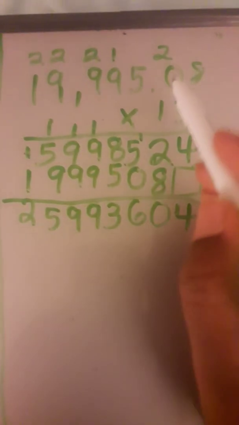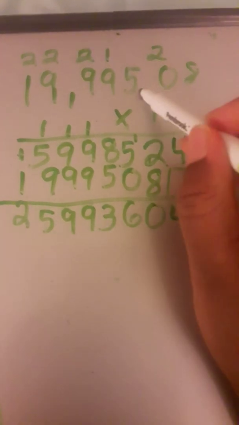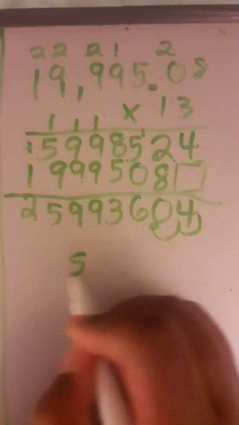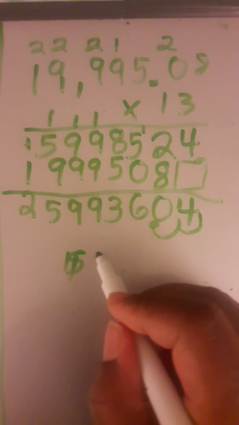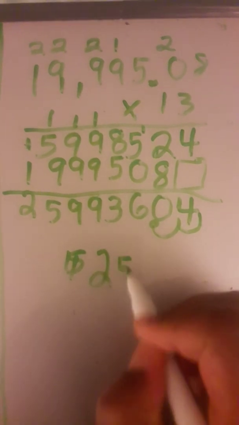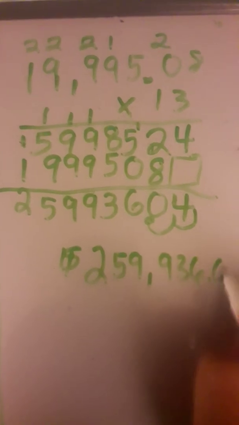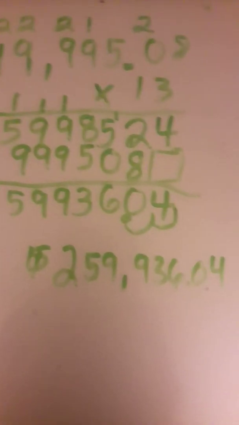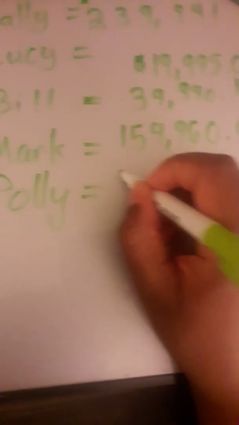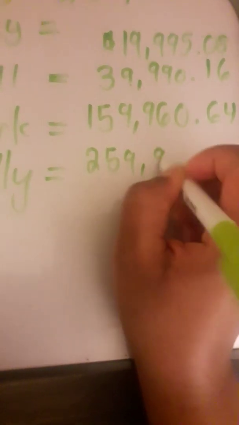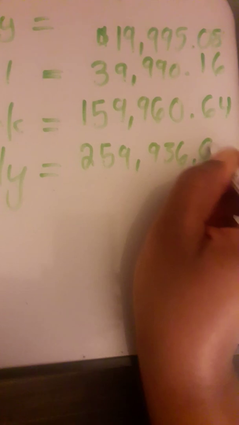And then we see that we had 2 places in the decimal place. So we have 1, 2. So then we bring this over 1, 2. And that means that Polly gets $259,936.04. So Polly gets $259,936.04.